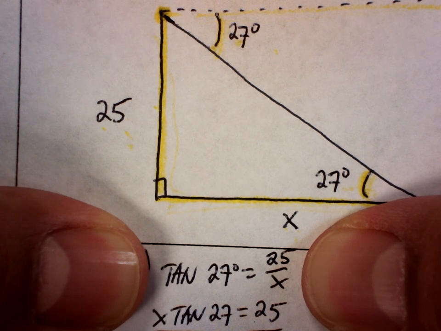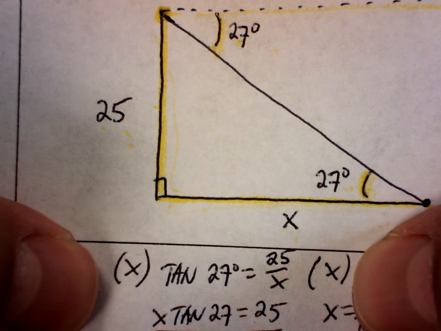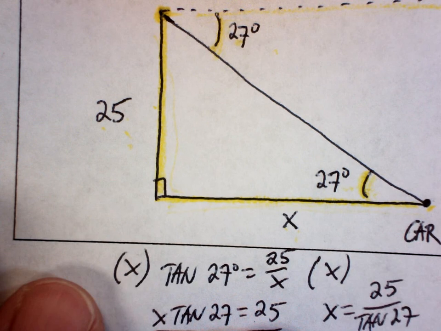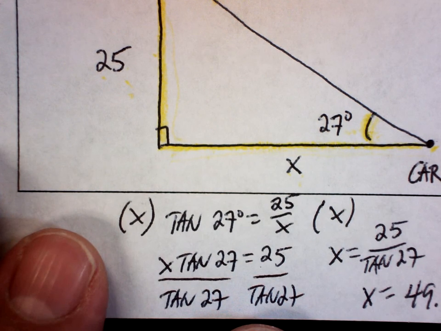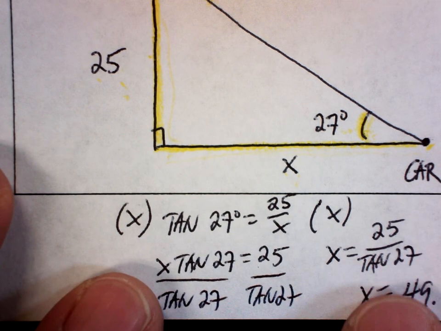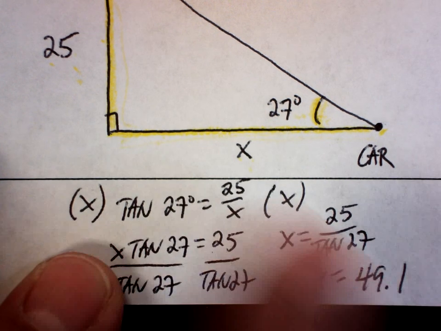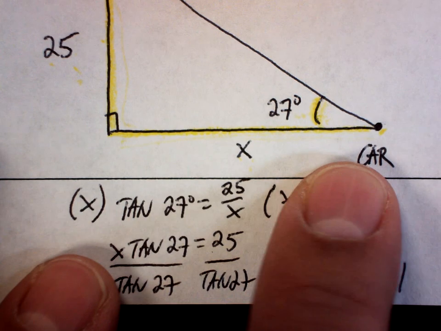So I get tan 27 equals 25 over x. I don't want that x on the bottom, so I'll multiply both sides by x. When I do that, it gives me x tan 27 equals 25. Then I have to divide both sides by tan 27 to get that x all by itself. And when I do that, I get x equals 25 divided by the tan of 27, which is x equals 49.1. So this distance, this car, is 49.1 meters from the building.